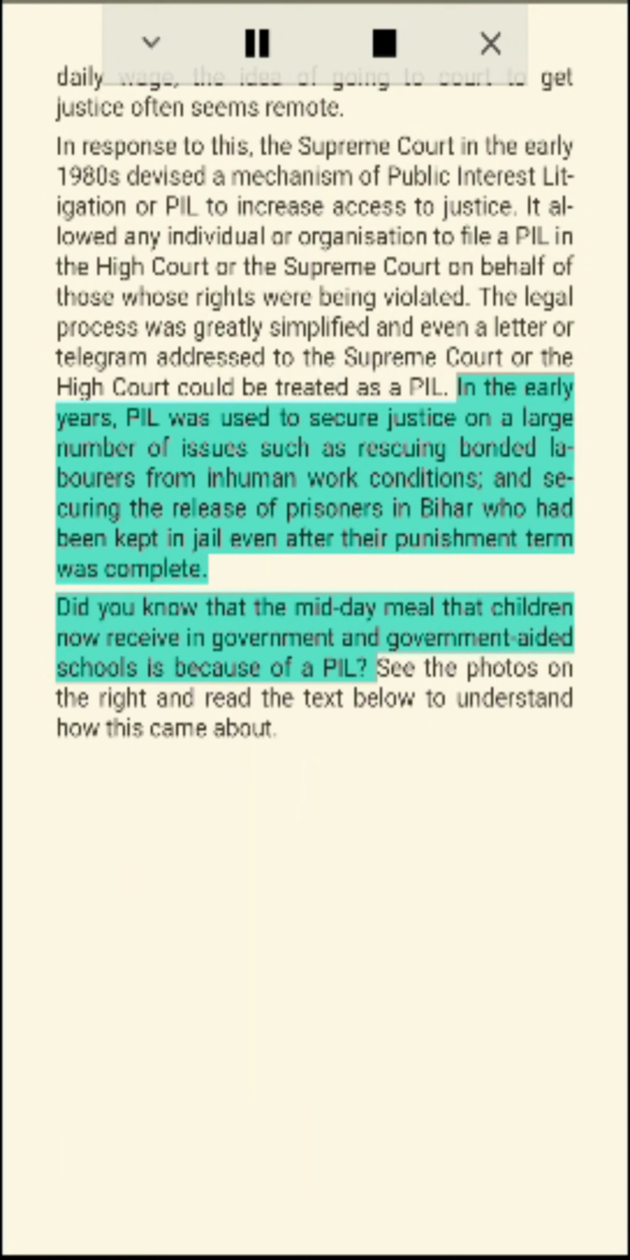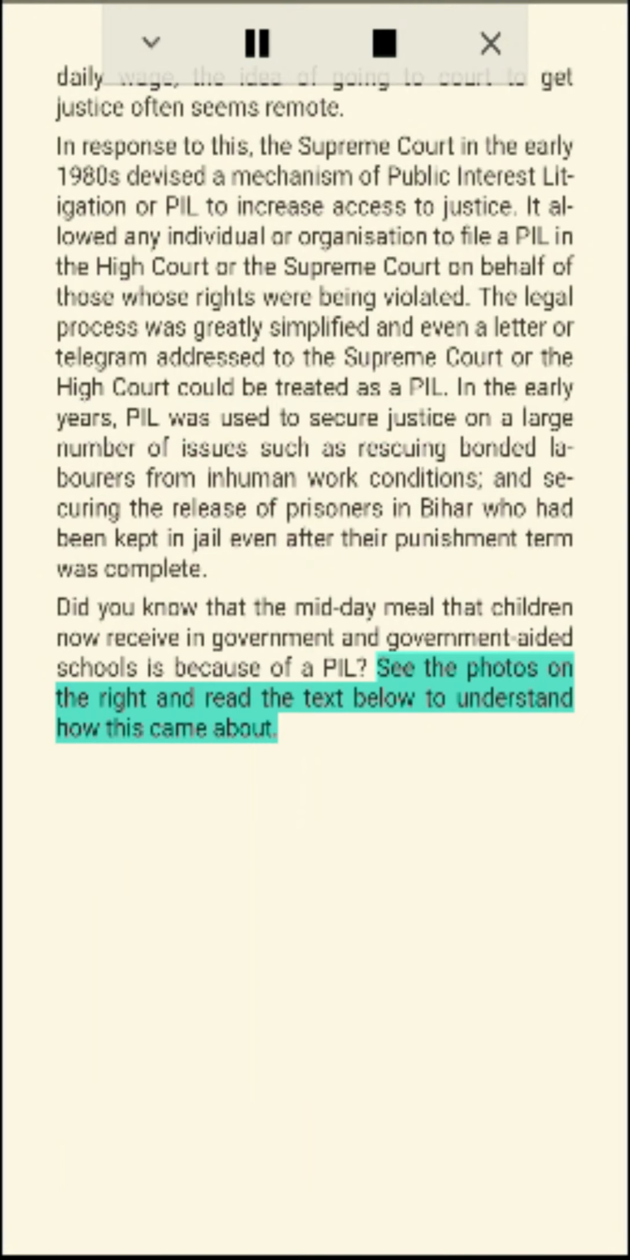In the early years, PIL was used to secure justice on a large number of issues such as rescuing bonded laborers from inhuman work conditions, and securing the release of prisoners in Bihar who had been kept in jail even after their punishment term was complete. Did you know that the midday meal that children now receive in government and government-aided schools is because of a PIL? See the photos on the right and read the text below to understand how this came about.